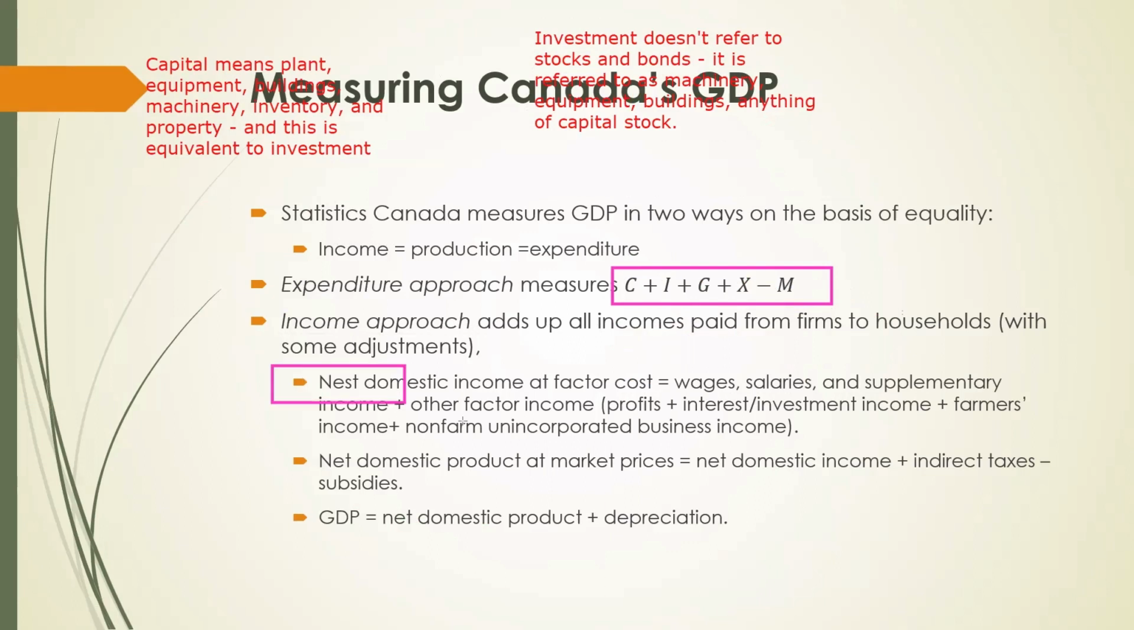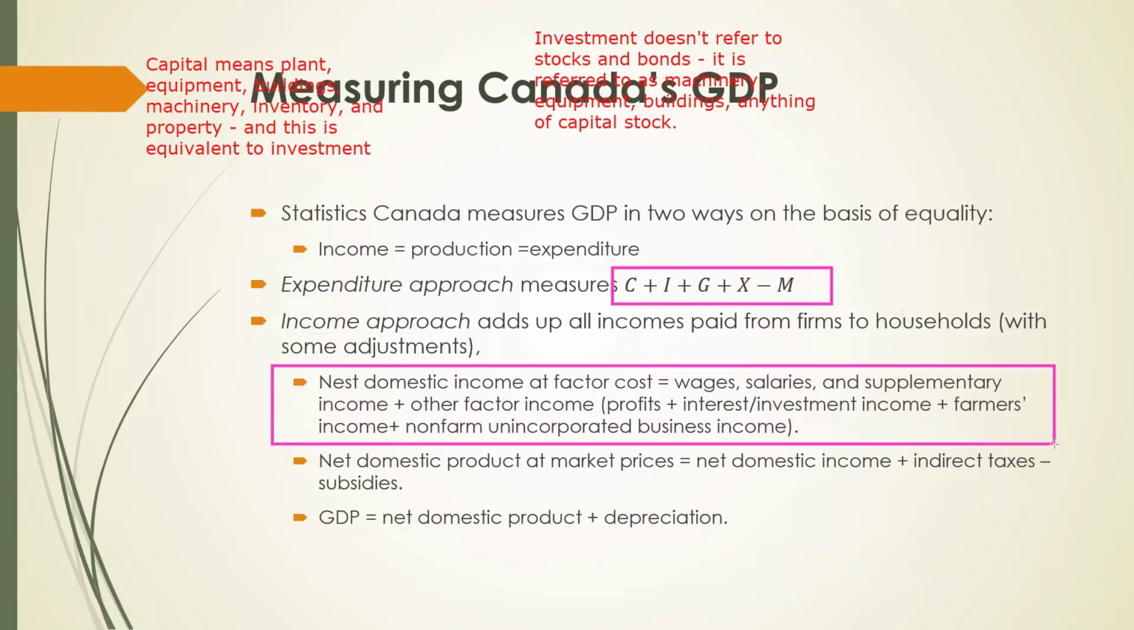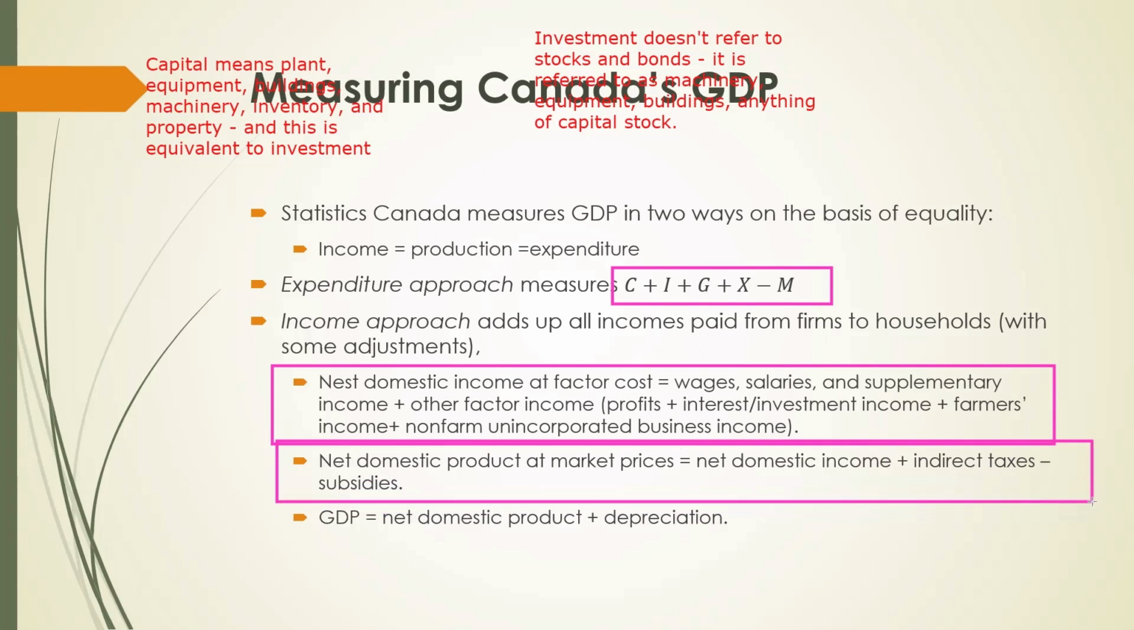So net domestic income at factor cost equals wages, salaries, and supplementary income plus other factor income, profits plus investment income, plus farmers' income plus non-farm unincorporated business income. And then net domestic product at market prices would equal net domestic income plus indirect taxes minus subsidies, and then GDP equals net domestic product plus depreciation.